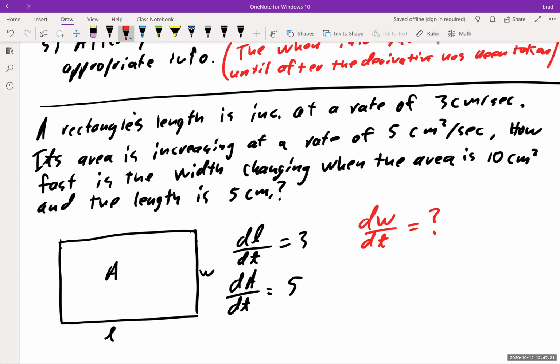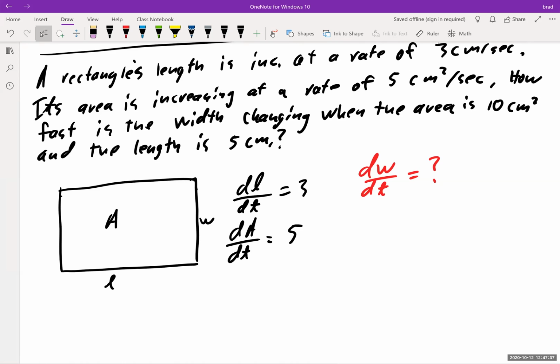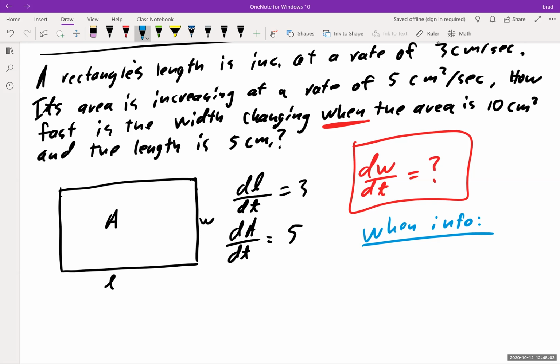So imagine that the length of this rectangle is increasing at a rate of 3 centimeters per second, and the area is increasing at a rate of 5 centimeters squared per second. Okay, so we need to differentiate between the when information and what's constant. It says, how fast is the width changing when the area is 10 centimeters? Notice right here it says literally the word when. So we know our when info is A equals 10 centimeters squared, I'll just write 10, and the length L is 5. So this is the when. We're not allowed to use this, and this is not constant, right? This is changing. We're not allowed to use this until after we've differentiated.